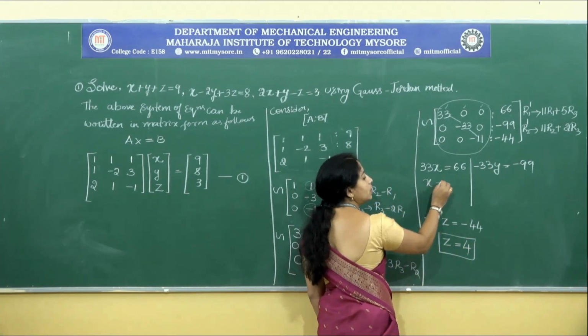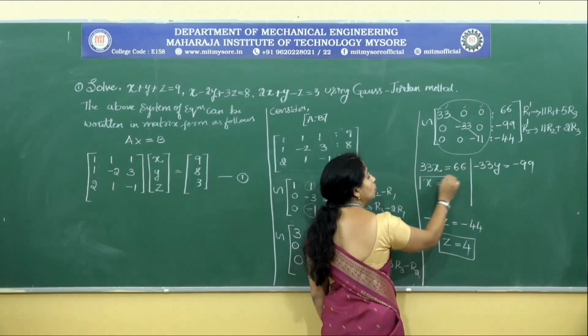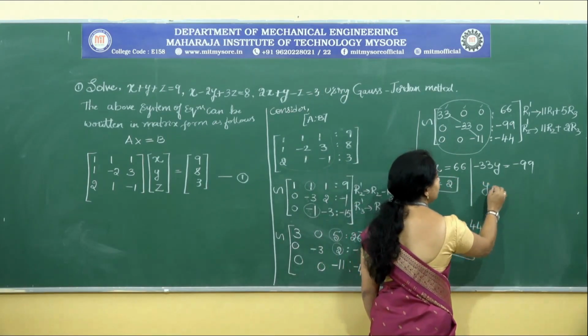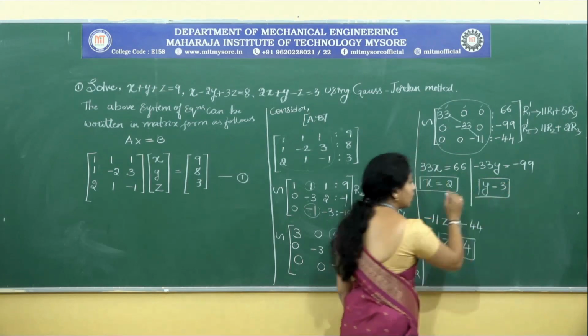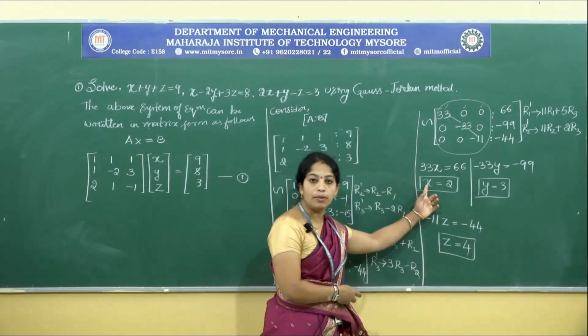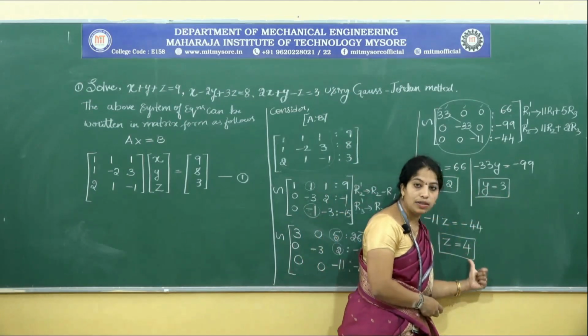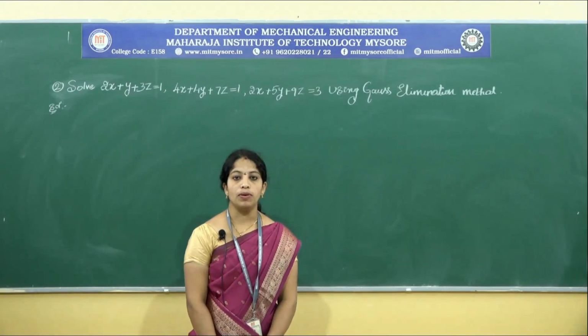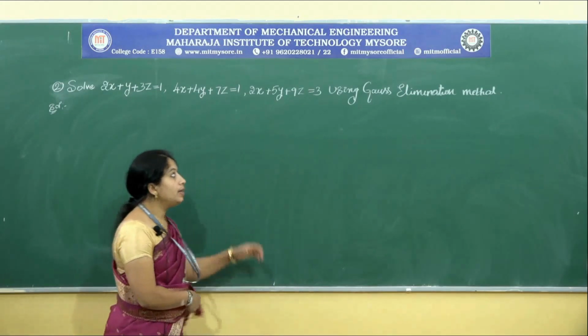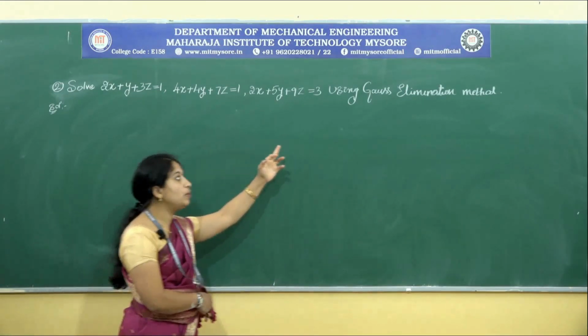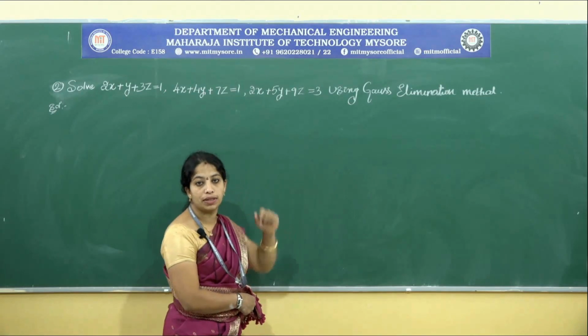Here the value of x is 2 and the value of y is 3. Now the solution using the Gauss-Jordan method is the value of x is 2, y is 3 and z is 4. Now see the next problem, we are going to solve this system of equations by using the Gauss elimination method.